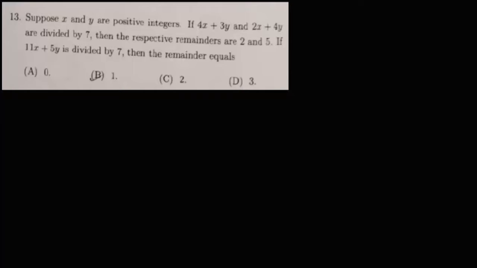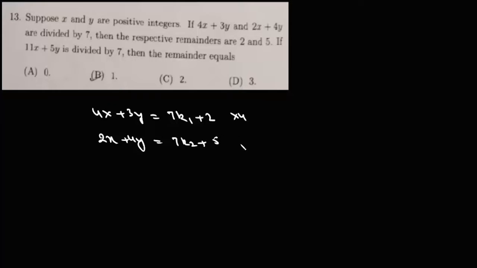And this question says if 4x plus 3y is divided by 7, it leaves the remainder 2, and 2x plus 4y leaves the remainder 5 when divided by 7. So we can write 4x plus 3y is equal to 7k1 plus 2 and 2x plus 4y is 7k2 plus 5. Now it says if 11x plus 5y is divided by 7, then the remainder equals what? What we'll do is we'll actually solve for x and y from these two equations, and from there we'll find the value of this expression modulo 7.